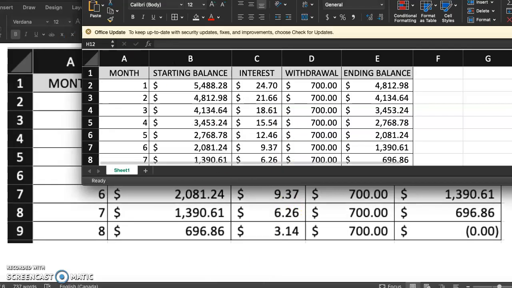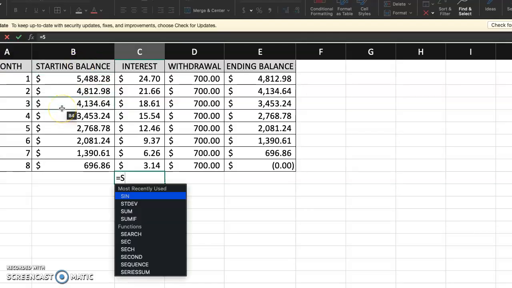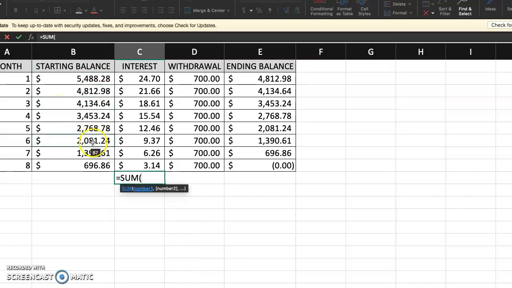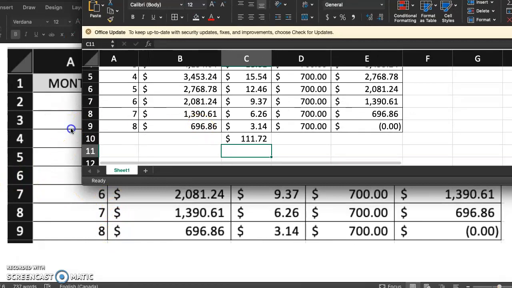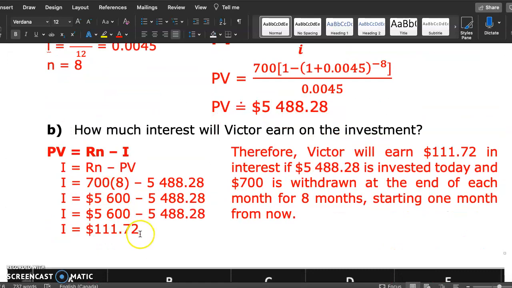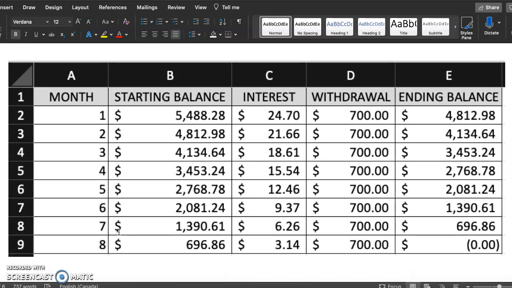Let's just head over to Microsoft Excel to do that quickly. Equals the sum of these values. That's $111.72. So if we look, we match the value as calculated by our formula, and that's the process of what a present value problem looks like. Money is invested today, regular withdrawals are happening, and we're earning interest based on the amount that is still within the account.